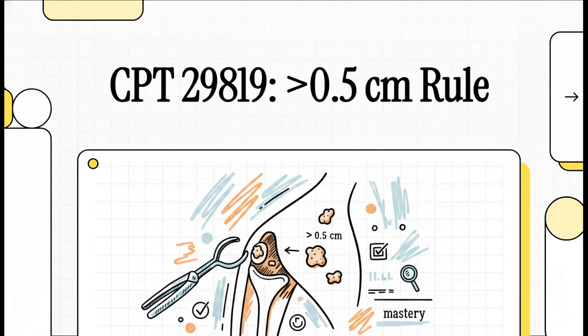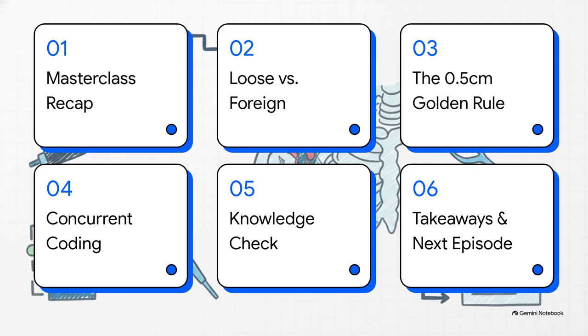Welcome back to part 7 of the Shoulder Arthroscopy and CPT Coding Mastery Explainer. Today, we're diving straight into the audit-proof documentation requirements for loose and foreign body removal in the shoulder joint. If you've ever had a claim denied for CPT 29819, well, you know exactly how tricky this seemingly straightforward procedure can be. Here's our roadmap for today.